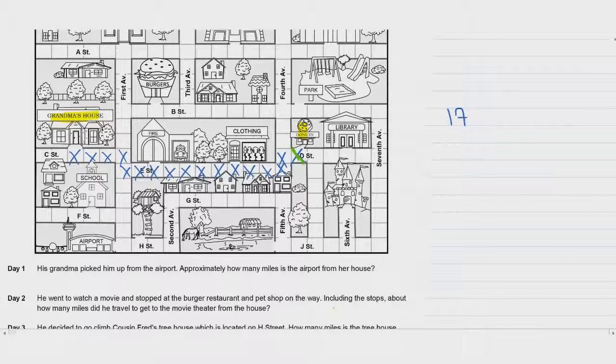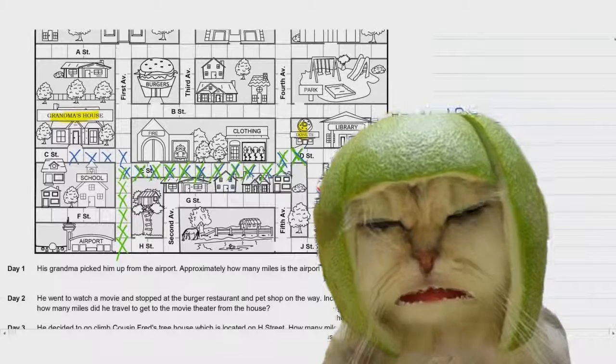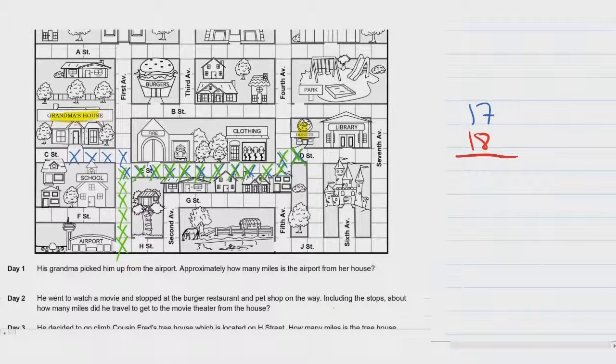So we have to count this square again. 1, 2, 3, 4, 5, 6, 7, 8, 9, 10, 11, 12, 13, 14, 15, 16, 17, 18. So another 18 squares. And Grandma says, "Bye-bye, Axel." And Axel says, "Bye-bye, Grandma. See you soon." And the plane takes off. That's crazy. So let's figure this out. 17 plus 18 is 35 squares.